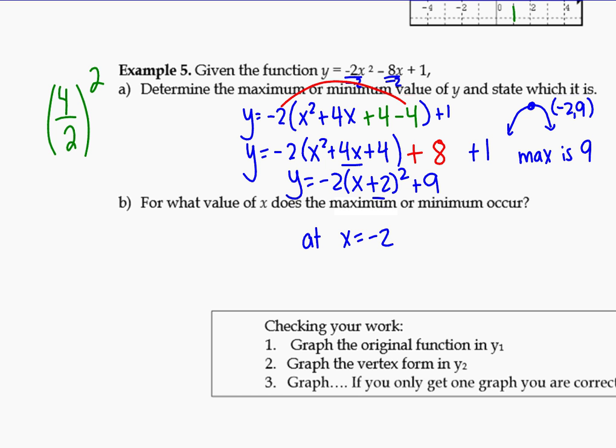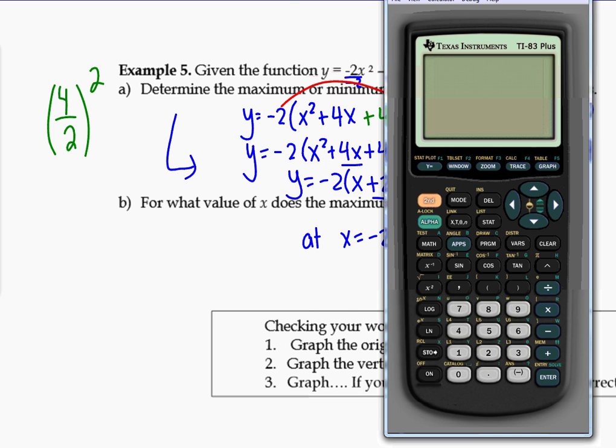Okay. Can you check your answer for completing the square? Yes. Grab your calculators. Let's check your answer for this one, just to practice.